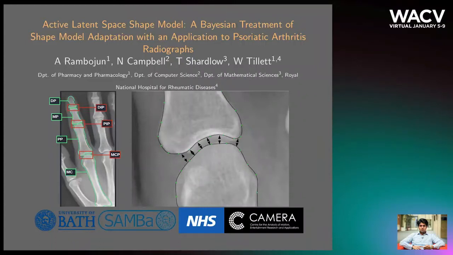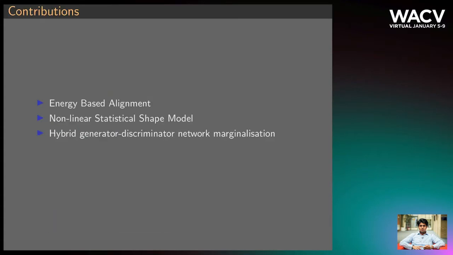We call our model the Active Latent Space Shape Model. This is a collaborative work between the departments of Computer Science, Mathematical Science, and Pharmacy and Pharmacology of the University of Bath. We've been working with the National Health Service in trying to automate damage detection in psoriatic arthritis X-rays.